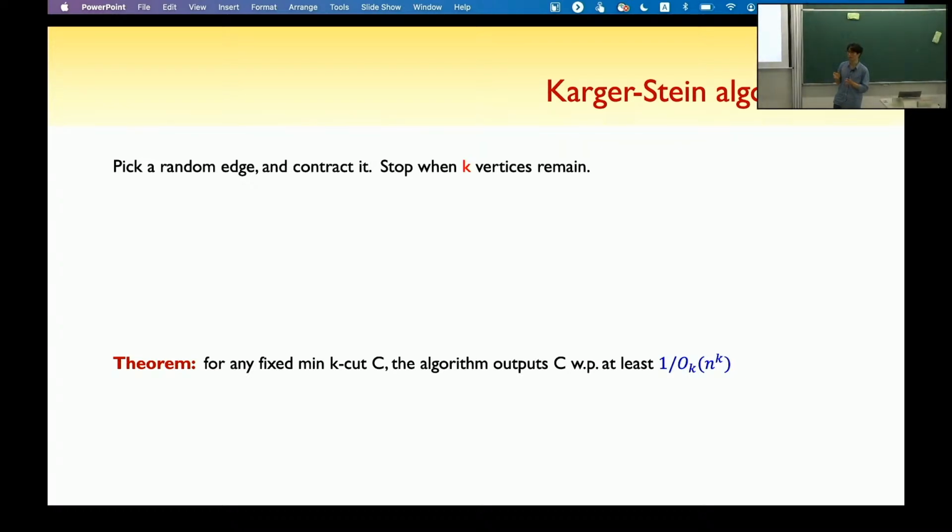And then one can see that if you get this, then you get both the extremal question and the algorithmic question as consequences. Because if you want to see the extremal question, we can simply say that probabilities must sum to at most 1. So the number of different minimum k cuts should be at most the reciprocal of this number, which is n to the k. And for the algorithmic question, what we can do is just run the Karger-Stein algorithm n to the k times, first like log n times. Then with high probability, we are guaranteed to see every minimum k cut at least once.